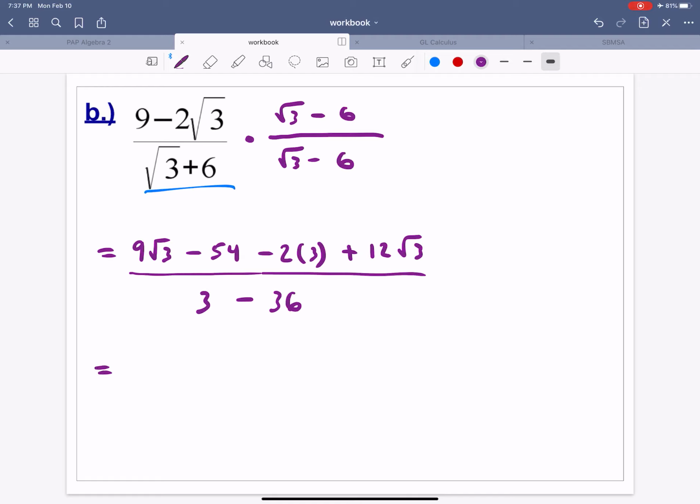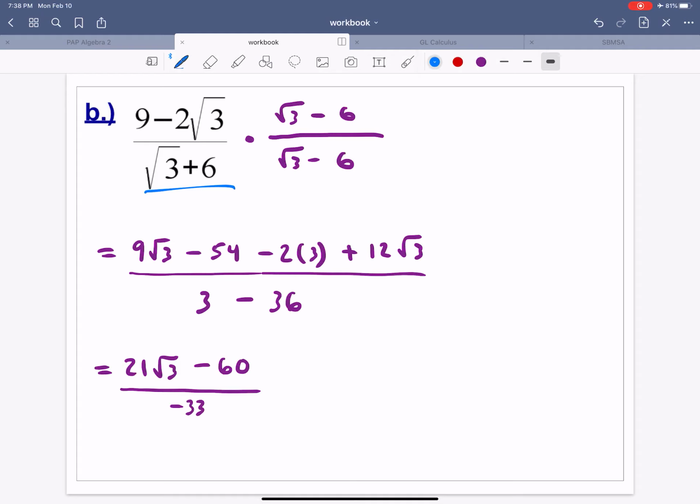So last step is to combine some like terms here. So on the top, I have 21 root 3. I can add those together because they're both root 3 terms. And then I have minus 54 minus 6 more. That gives me minus 60. All over 3 minus 36 is negative 33.